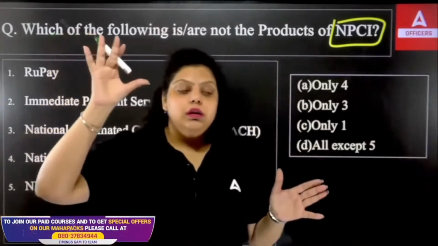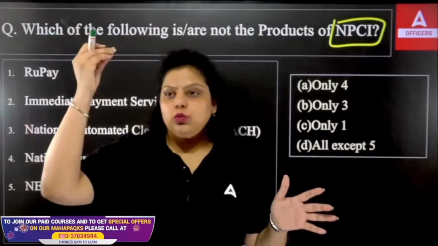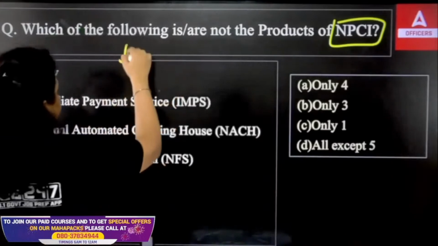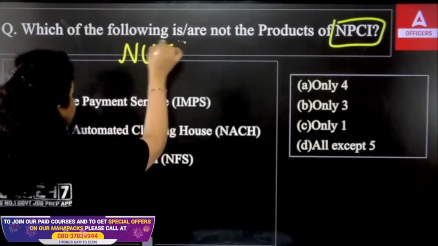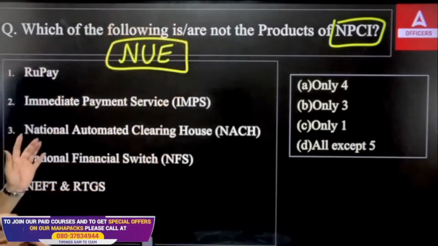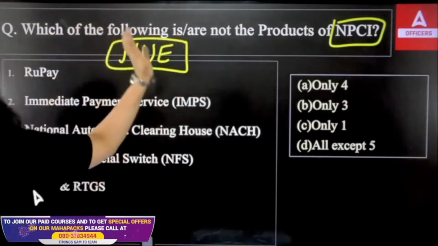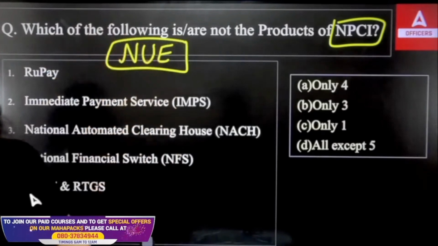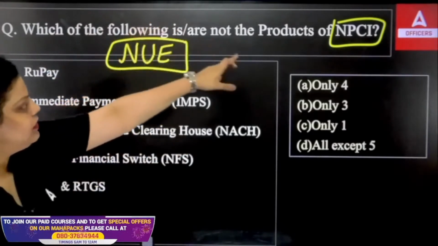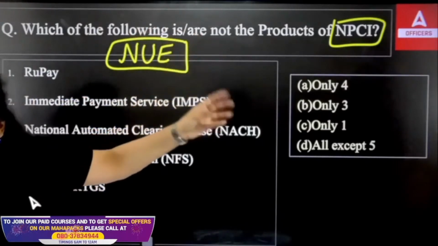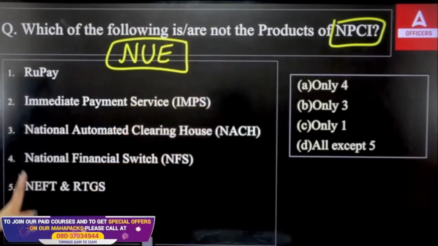And to remove that monopoly and to stop that monopoly from the market, RBI has introduced a new umbrella entity. They have not been established yet, but RBI started getting the applications for the licensing of the new umbrella entity. So this new umbrella entity will be the competition of the NPCI, so that NPCI will not create a monopoly in the country. That's the RBI's idea.